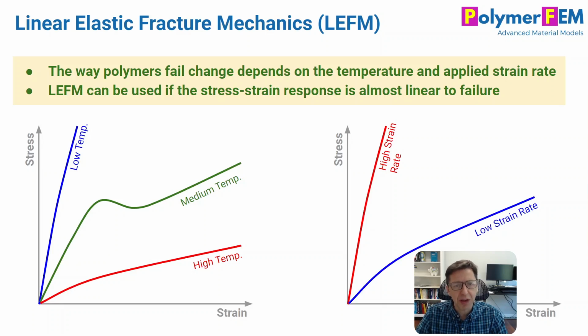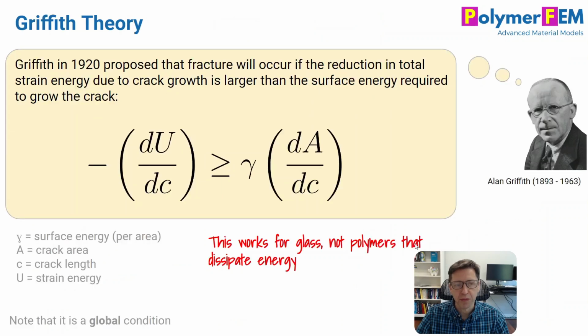At really high strain rates, the material can be more brittle, and then under those circumstances, linear elastic fracture mechanics may actually be more useful as well. So keep in mind, temperature and strain rate are properties or environments that influence whether linear elastic fracture mechanics is suitable for a given polymer or not.